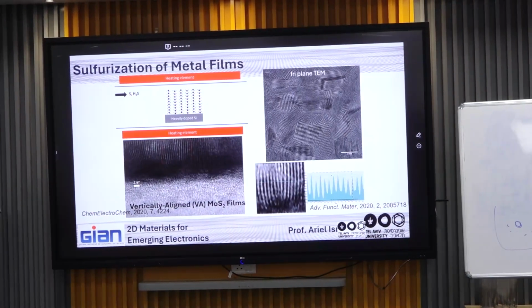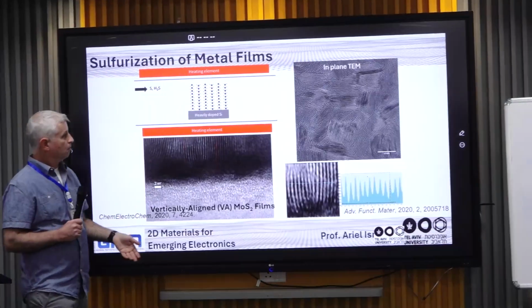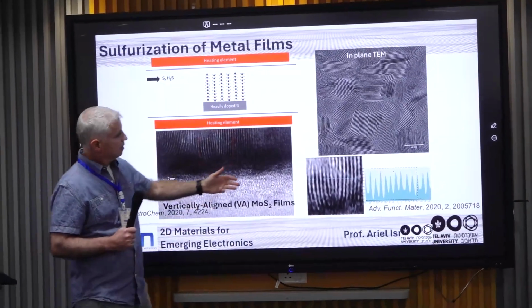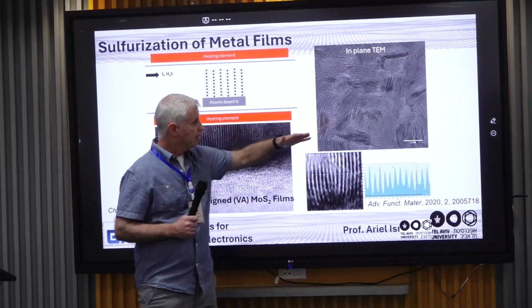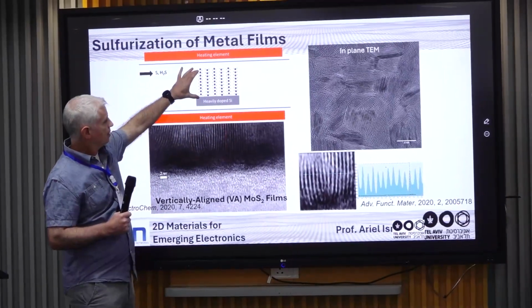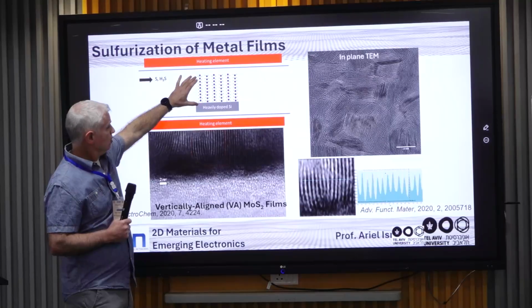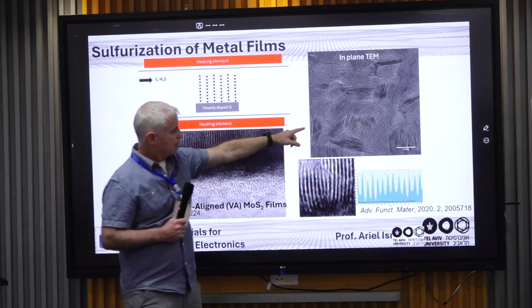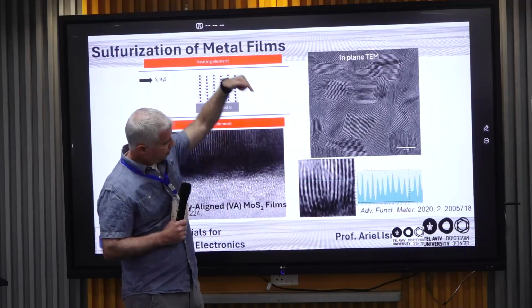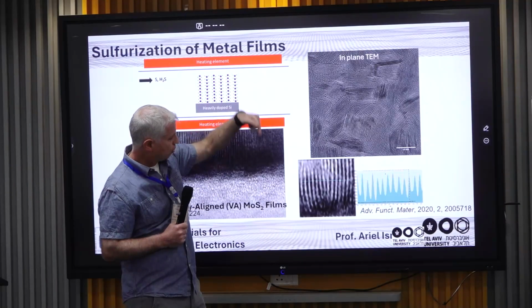So again, as you can see now, work in this TEM picture. This is a TEM taken from in plane. Basically, we take this vertically aligned MoS2, we transfer it to the TEM grid, and we take a look from the top.